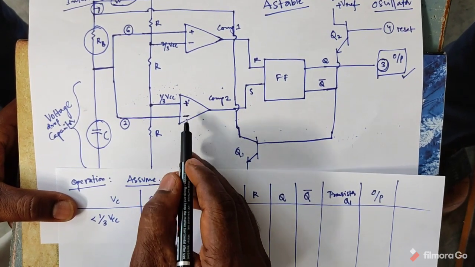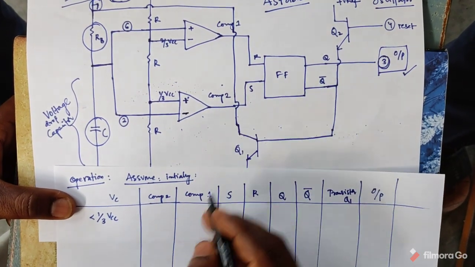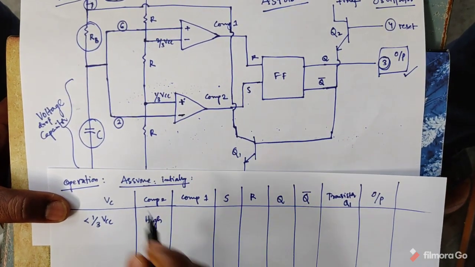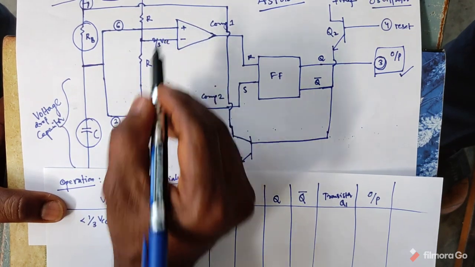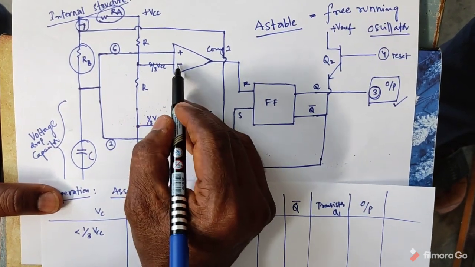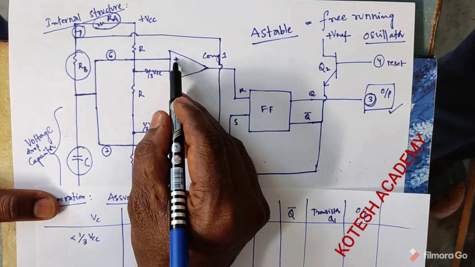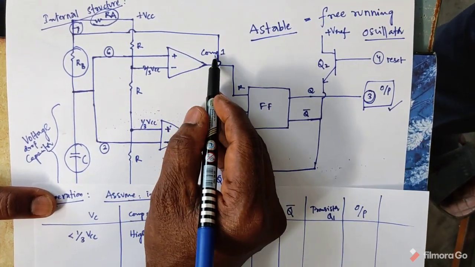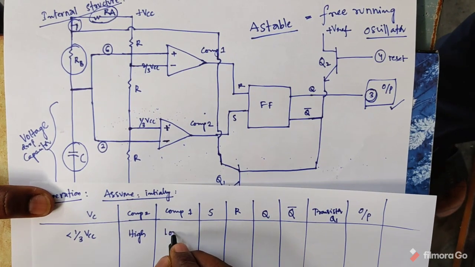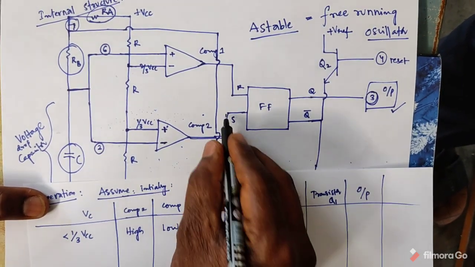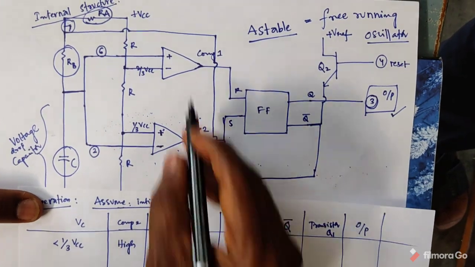That is greater than negative terminal voltage, so comparator 2 value is high. Next, same voltage is connected to 6th pin. That is already negative terminal voltage is 2/3 of VCC, that is due to voltage divider. But positive terminal voltage is less, so comparator 1 is low. So high indicates S value is, that is same as it is connected to this, that is 1. R value is low, that value is 0.